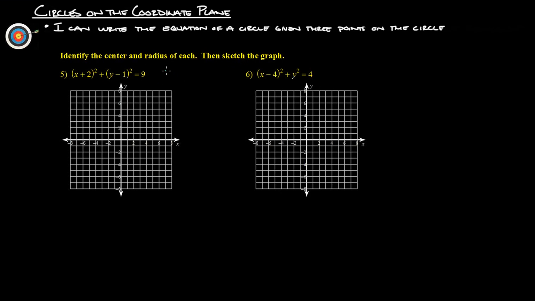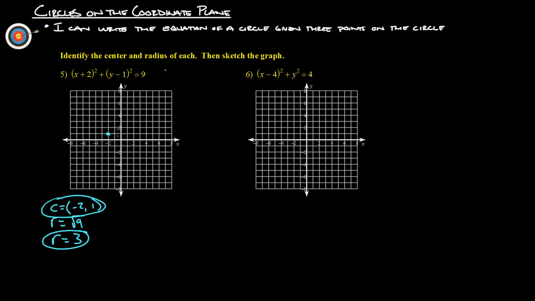So, center of this thing, let's do these down here. Center is going to be -2 and +1. And then the radius is going to equal the square root of 9. So the radius equals 3. So radius is 3. Center is at -2, 1. So it says identify the center and radius and then sketch the graph. So center is at -2, +1. And then the radius is 3.